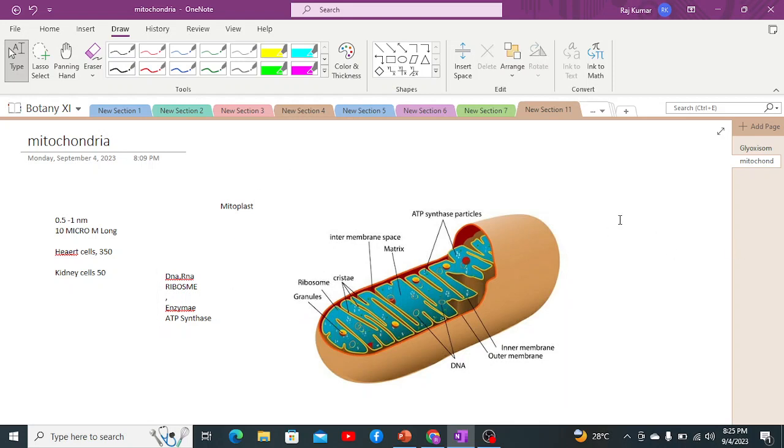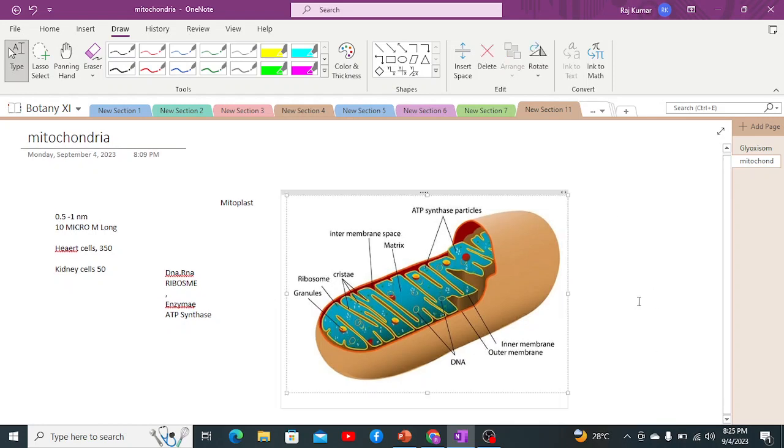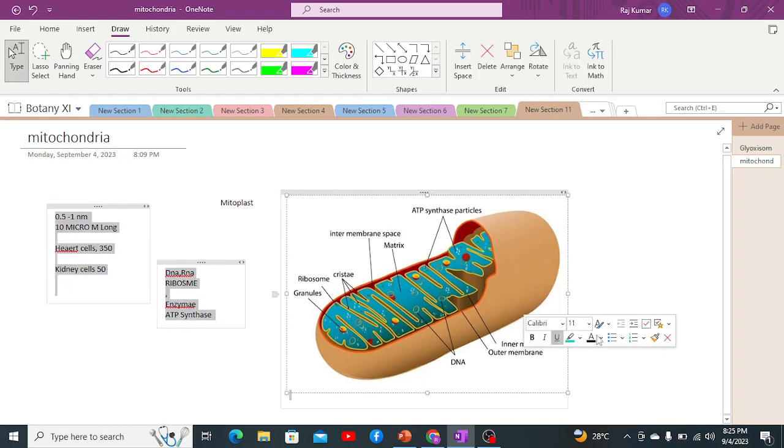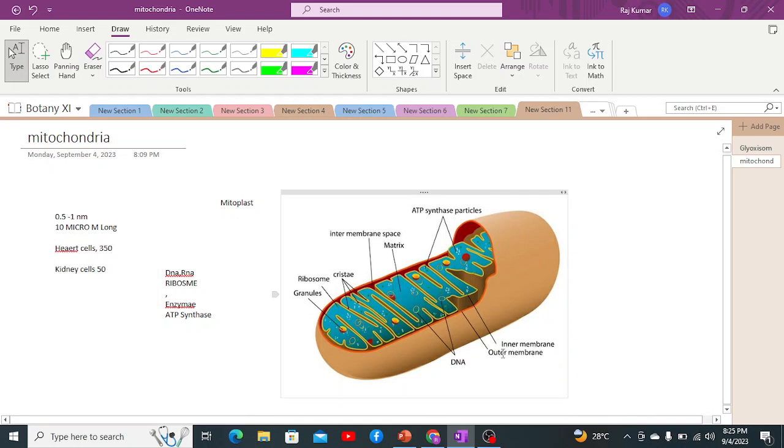In this structure, first we have the outer membrane of mitochondria, the outer mitochondrial membrane, and then there's the inner mitochondrial membrane, and the space between the outer and inner mitochondrial membrane is the intermembranous space. The inner mitochondrial membrane has several folds inside it, which form some sac-like structures known as cristae.